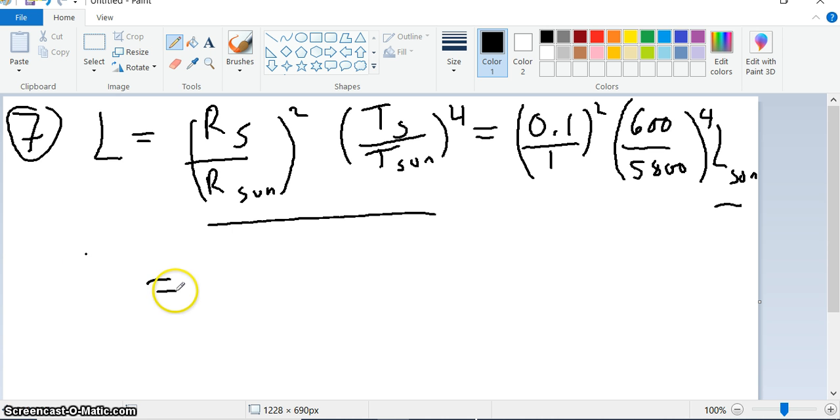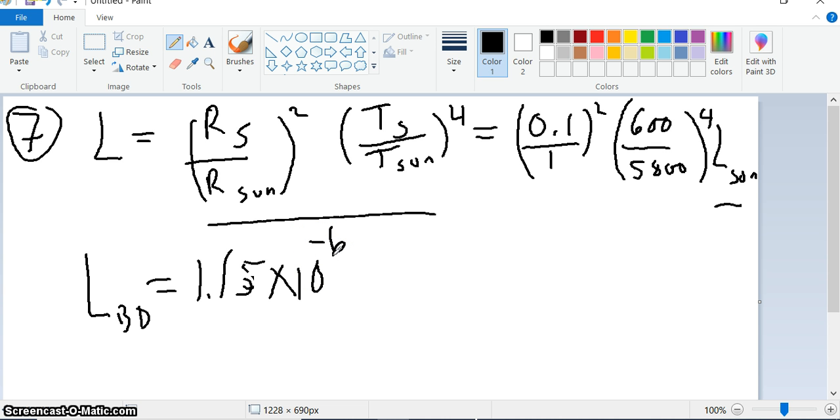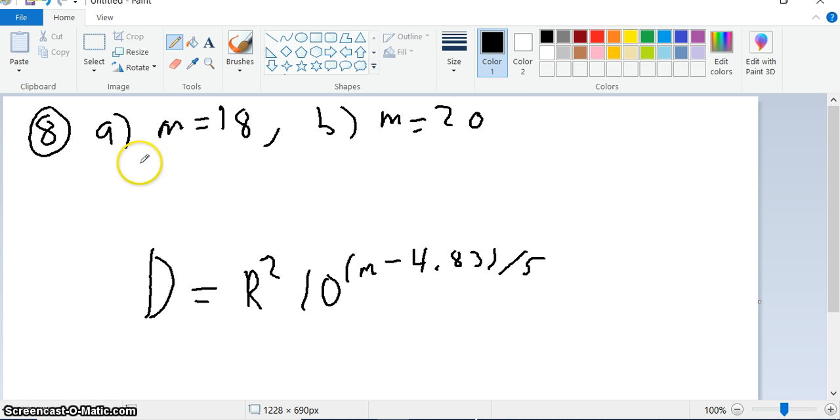So to solve for this, remember, this is the luminosity of the brown dwarf. When I did this, you're going to see, of course, this is incredibly dim compared to the sun. I get 1.15, that's supposed to be a 5, times 10 to the minus 6th times the luminosity of our sun. All right, this is indeed a very, very dim object. Let's do number 8.